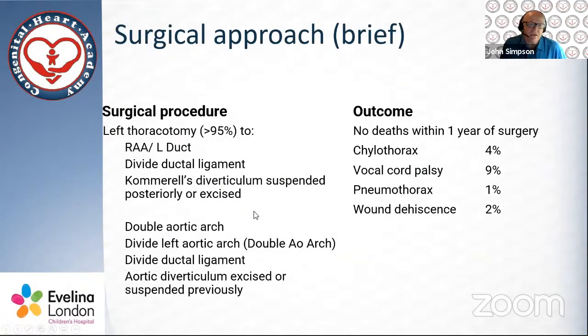The Kommerell diverticulum, that outpouching we're seeing on the descending aorta, is either suspended posteriorly or excised. In double aortic arch, usually the left aortic arch is divided, in the vast majority the ductal ligament is also divided, and similarly the aortic diverticulum is either excised or suspended posteriorly.